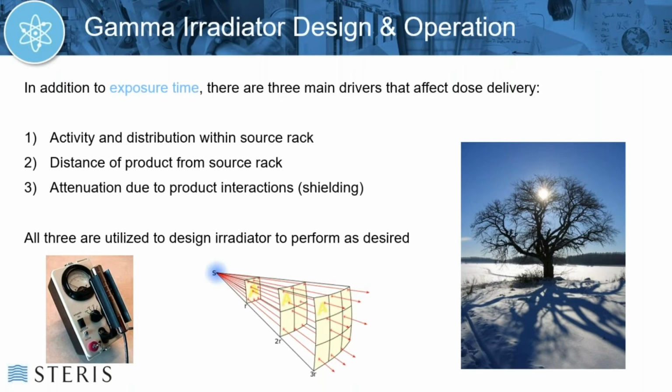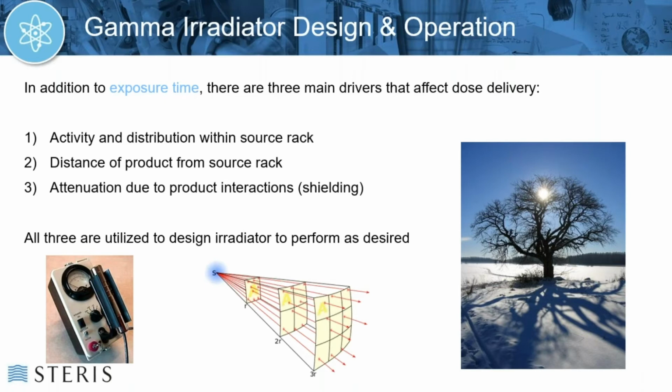Radiation follows the inverse square law. So dose received is inversely proportional to the distance from the source rack. So as your product passes through the irradiator, if it's a 4-pass irradiator, it'll get a much lower dose when it's further from the source, and you would expect all of, or the majority of the dose when it's passing closer to the source. And finally, attenuation due to product interactions or shielding.